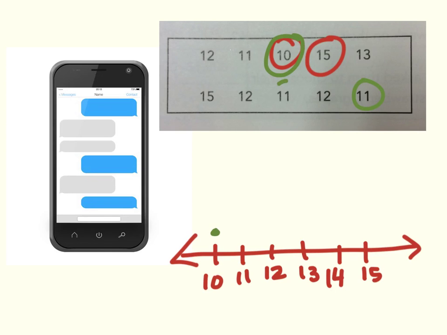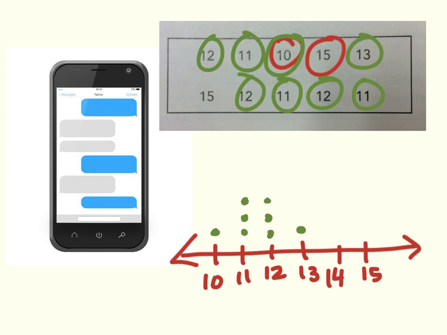11 appears 1, 2, 3 times. So we're going to place 3 dots over 11. 12 also appears 3 times. So we'll put 3 dots over 12. Notice that I lined them up with the dots over 11. 13 appears once. There are no results for 14, so we'll skip right over that. And there's one result for 15, so 1 dot over 15. So a dot plot is really similar to a line plot. We're just replacing the x's with dots instead.